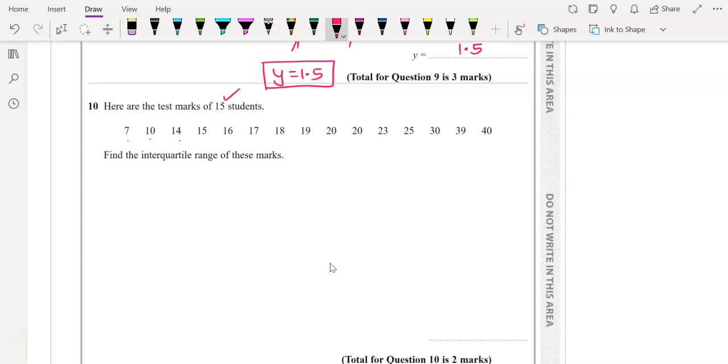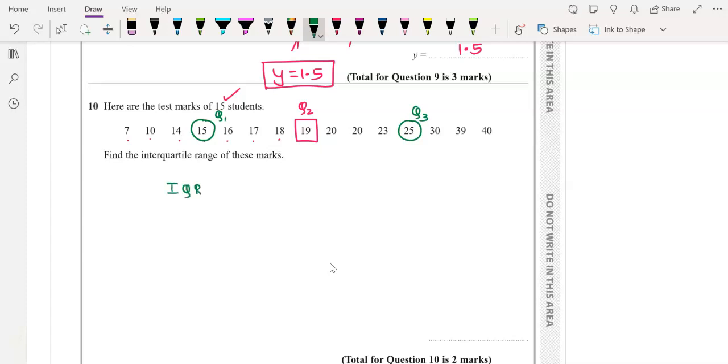So 1, 2, 3, 4, 5, 6, 7. So the eighth value, 19, is at the center. I have 7 values on the left, 7 values on the right. So this is my median value, which we can call Q2. Now you want to find the interquartile range. So the middle value of the first half, the middle value out of the first 7, is 15, and the middle number for the second half, the upper quartile, is 25. So Q1 is 15, Q3 is 25.